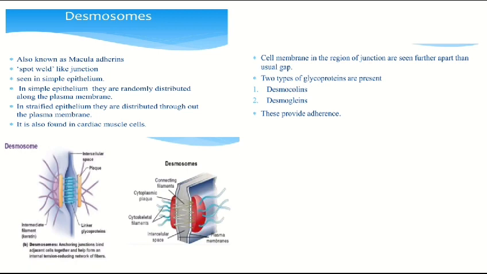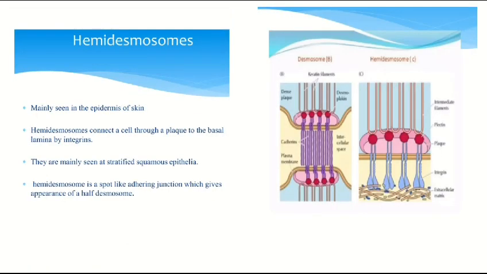Cell membranes in the region of the junction are seen further apart than the usual gap. The two types of glycoproteins are desmocollins and desmogleins. They provide the adherence. Hemidesmosomes are mainly seen in the epidermis.